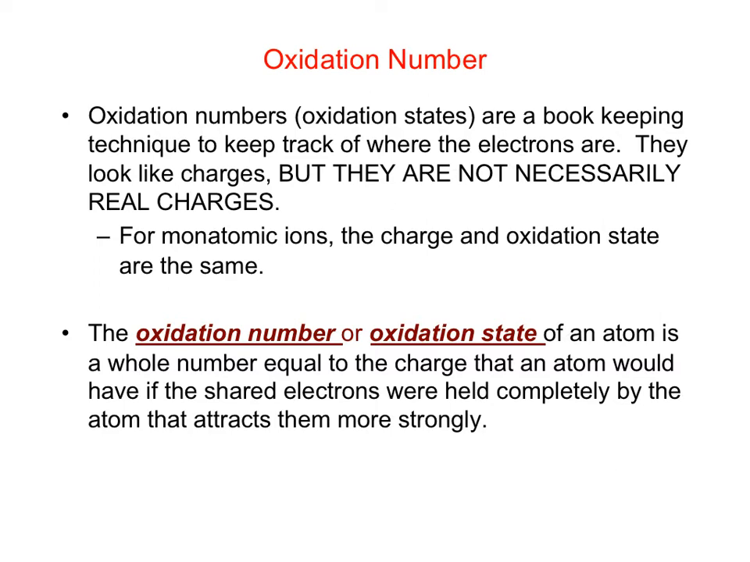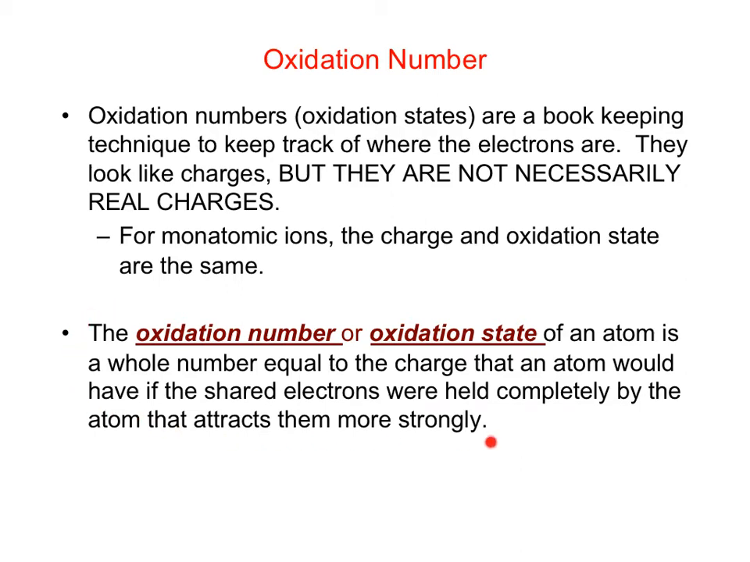Now, they're going to look a lot like charges, but they're not necessarily charges. In the case of monatomic ions, they are exactly the same thing. In the last example, in the product, the magnesium in magnesium oxide had an oxidation state of +2, and it had a charge of +2. And oxygen had an oxidation state of -2, and it had a charge of -2. But for covalent compounds or polyatomic ions, they're just a bookkeeping technique. They're not actually the charges, but they do allow us to determine where the electrons are going.